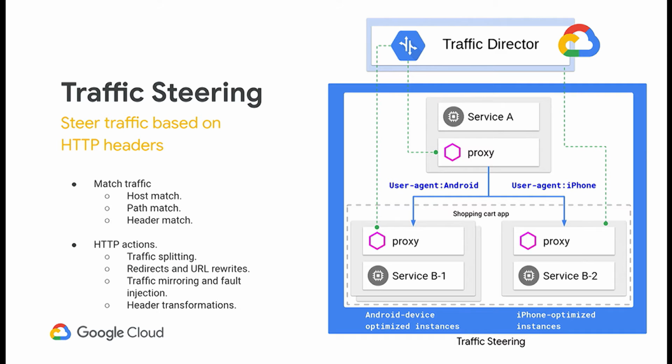Then you can do traffic steering. So this would be things like if user agent is foo, go here. If user agent is bar, go to the other service. So everywhere you can see that in the diagram is the service A that's deciding which one to go to. But the plumbing of this is actually coming from Traffic Director into service A. And that's how service A says that, let's say in this case, the user agent is Android, I go to service B1. And if it is iPhone, I go to service B2.